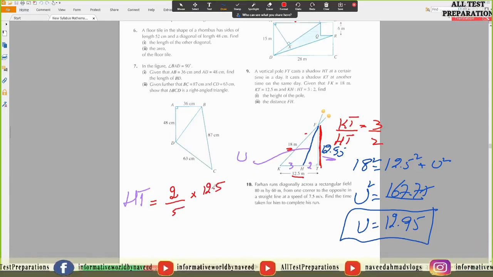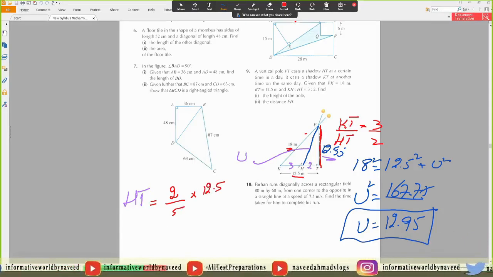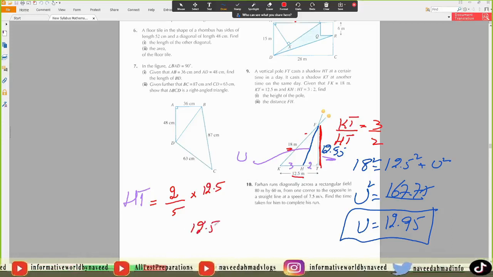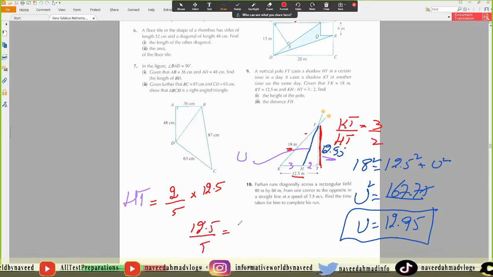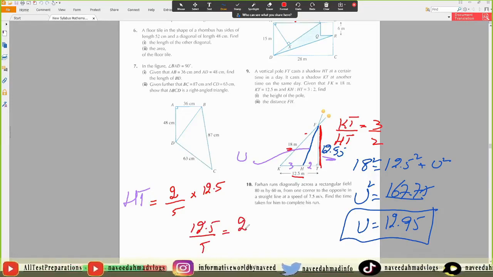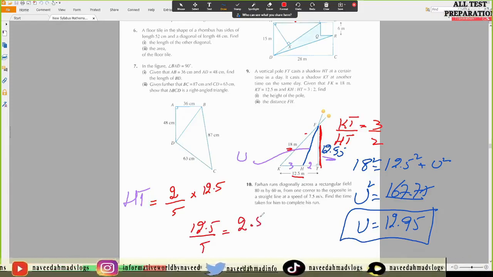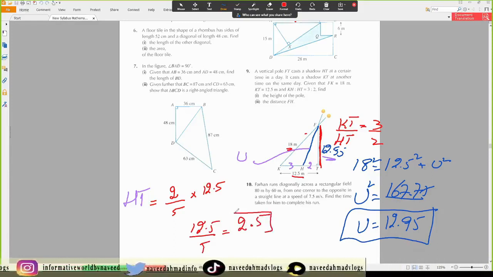या आप इस तरह भी कर सकते हो, लाइक इसको इस तरह कर लो कि 5 पार्ट्स में 12.5 को डिवाइड कर लो. 12.5 divided by 5, so it will give you one part value. Okay, so 5 times 2 is 10. 5 times 5 is 25. Okay, so 2.5 is one part.